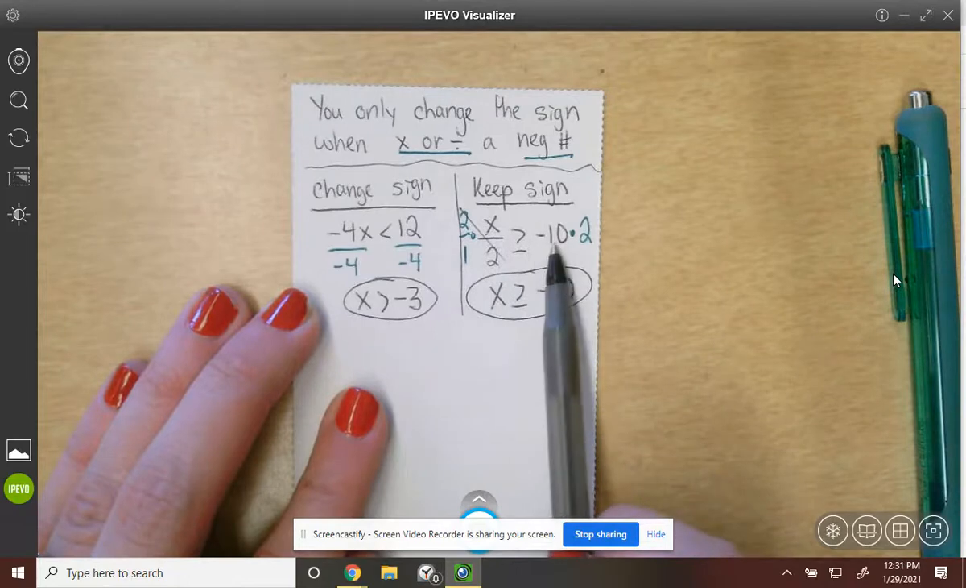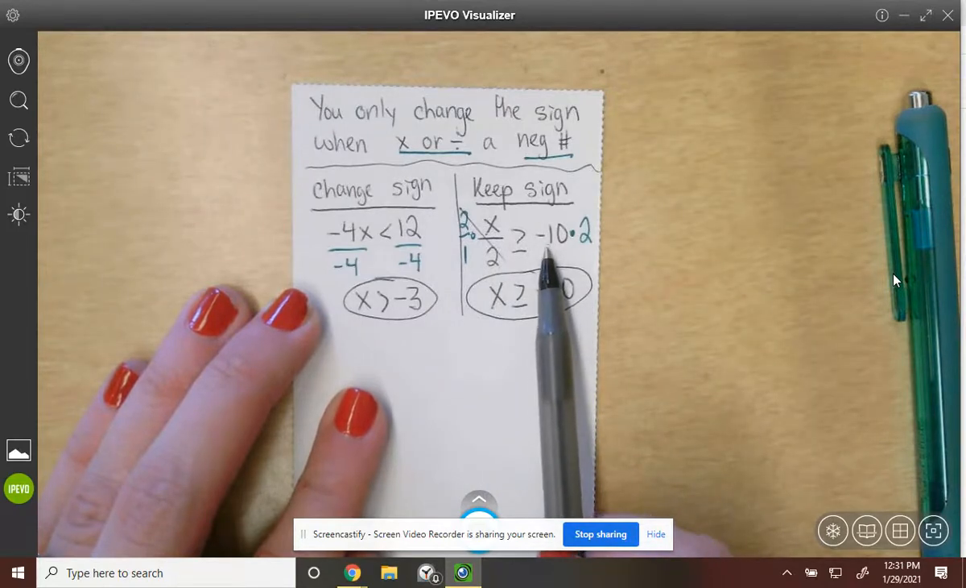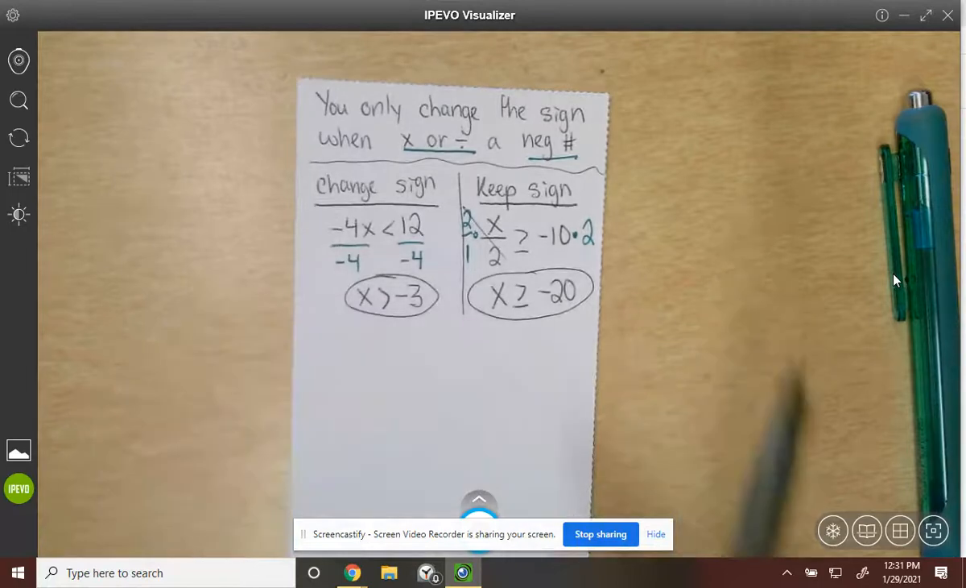Now I keep my sign on this one because what I moved was not negative. It was a positive 2. Even though there is a negative on this side, I didn't move negative 10. Negative 10 was just always there. Does that make sense, the difference between the two?